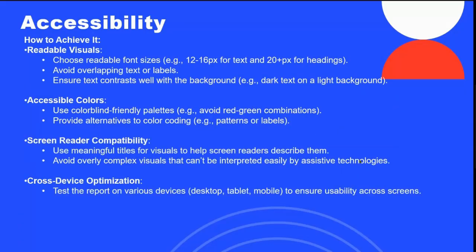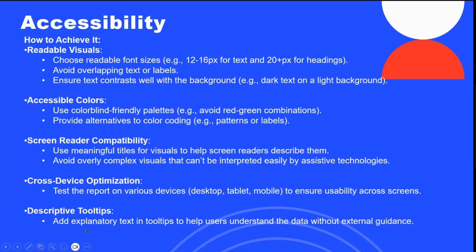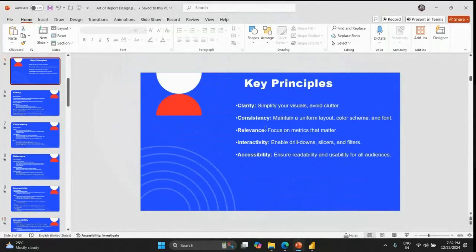Next is something called descriptive tooltips. Always try to add some extra text in tooltips so that it will help users understand the data without any external guidance. Right. So these are some key principles. I hope you are able to understand. These are the key principles which we have discussed till now.